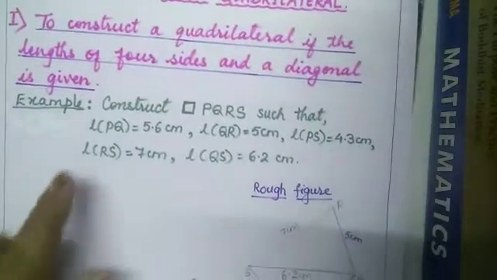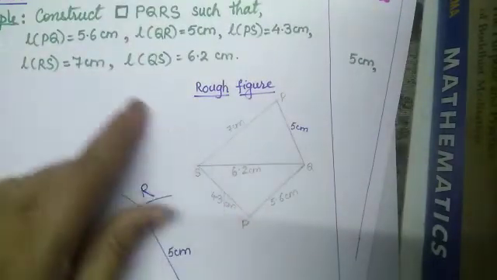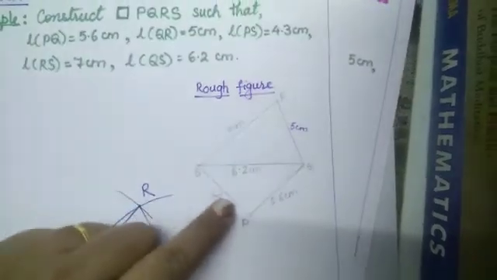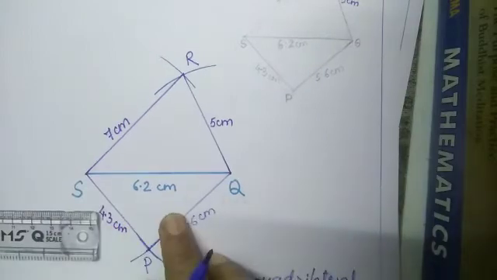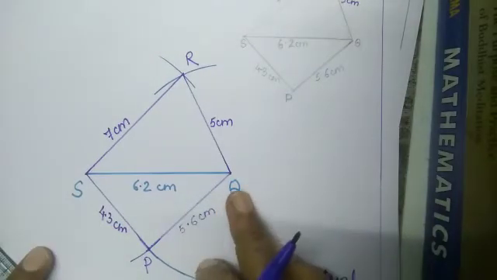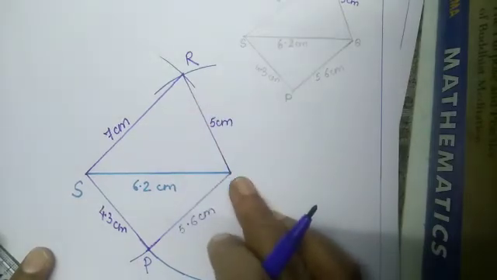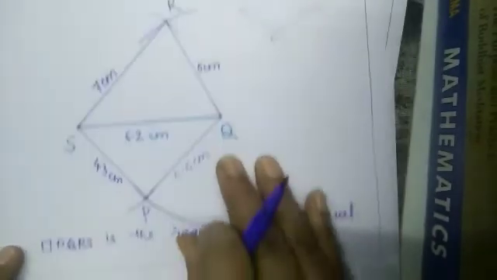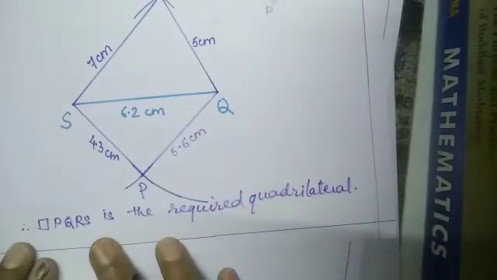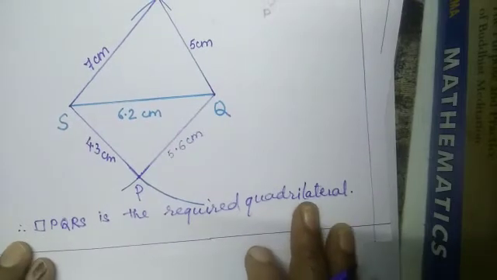Understood, children? What have we done first? In this example we have drawn one rough diagram. On the basis of the rough diagram I have given the measures, and then what have we done? We have drawn a base, and then by taking arcs of the same measures, we have constructed a quadrilateral, and at last the answer is quadrilateral PQRS is the required quadrilateral, okay children.